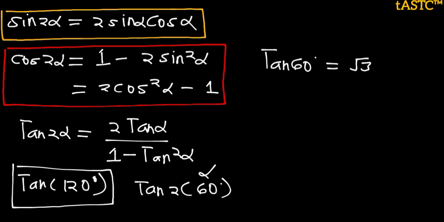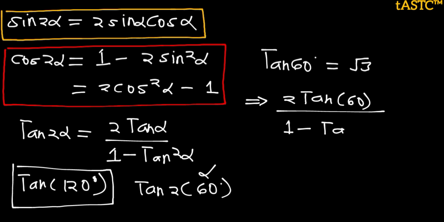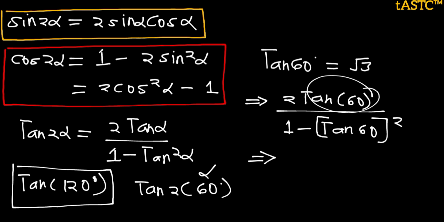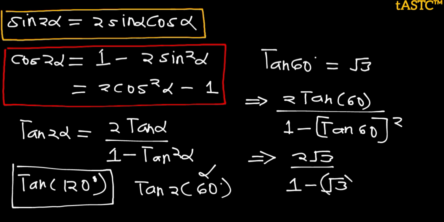So if I wanted to work that, tan 120 degrees is going to be equal to tan 2 multiplied by 60. So I just have 2 multiplied by tan 60 right here, and this will be divided by 1 minus tan 60 all squared. Because that is basically what this means. If you have tan squared alpha, that should be tan alpha all squared. Now on this side, I know this is going to give us root 3. So I'm going to have root 3 there, and here I'm going to have 1 minus root 3 all squared.